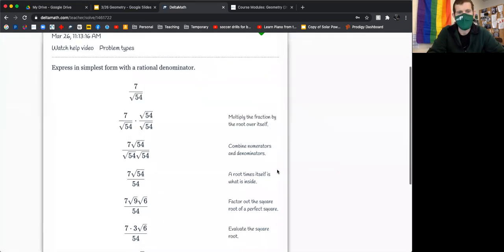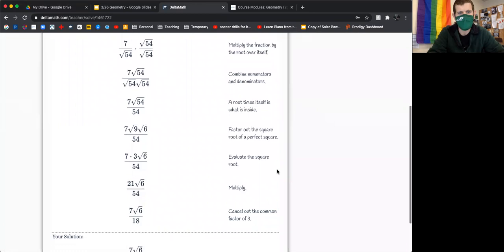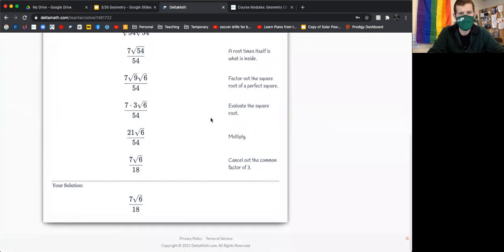Now, if you didn't get it right, I encourage you to look through all the steps and see where you went wrong. Maybe you didn't realize you could simplify it beyond this step right here. Maybe you got down to right here and you didn't realize that you could divide even further. So whatever the case, that's what we're working on today.